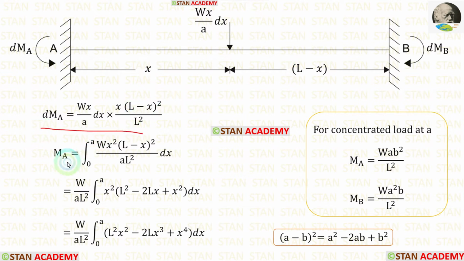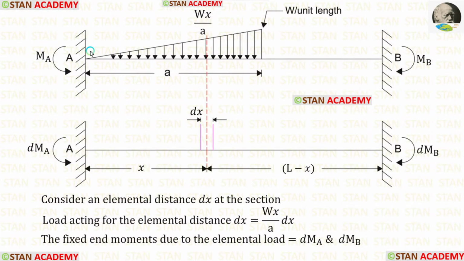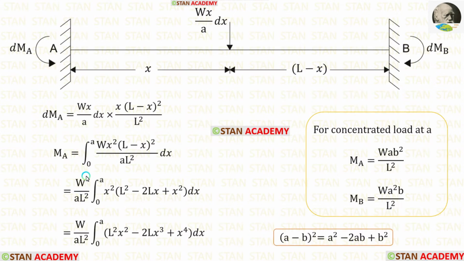From here, to find out MA, we have to make integration. The limits for the integration are 0 to A, because the triangular load starts at the distance of 0 and ends at the distance of A. From here, let us take W and AL square outside because they are constants.